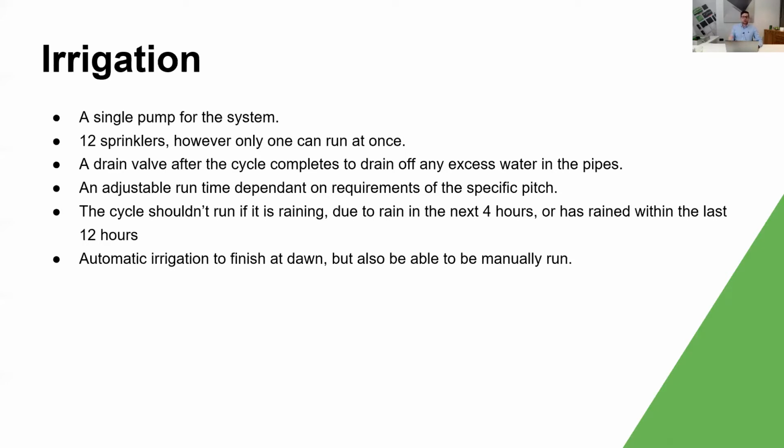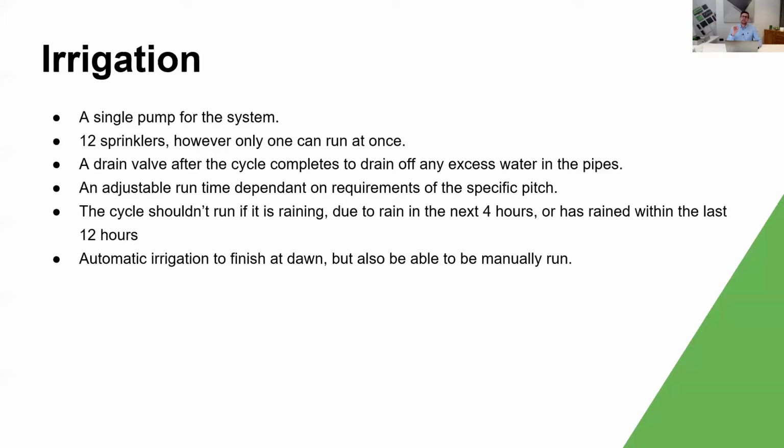We've also got a drain valve that should run after the sprinkler sequence runs to make sure that if there's any excess water in the pipes that it's drained off. That's because if water gets left in the pipes and then it's freezing cold overnight, water will expand because it's freezing and it could burst the pipes. Whoever's managing this should be able to adjust the runtime of the irrigation.